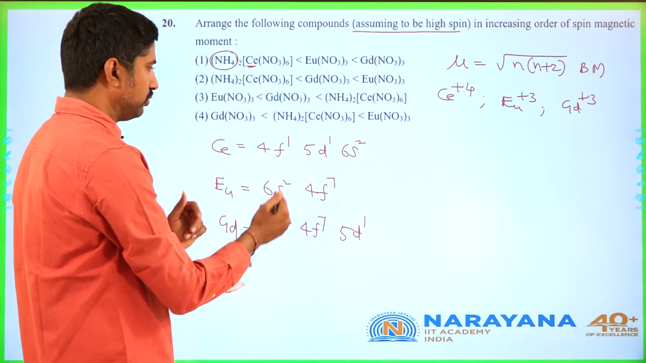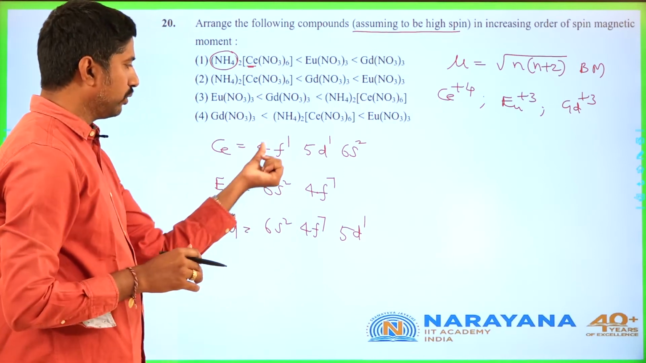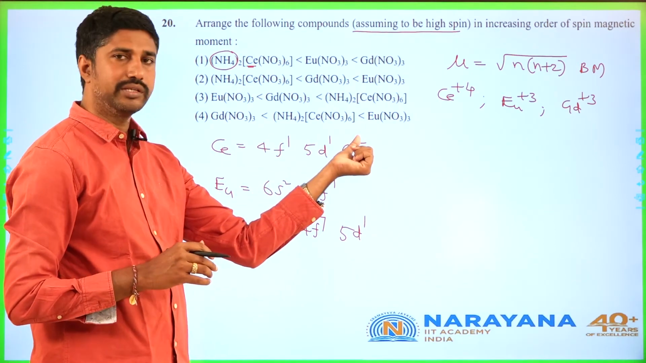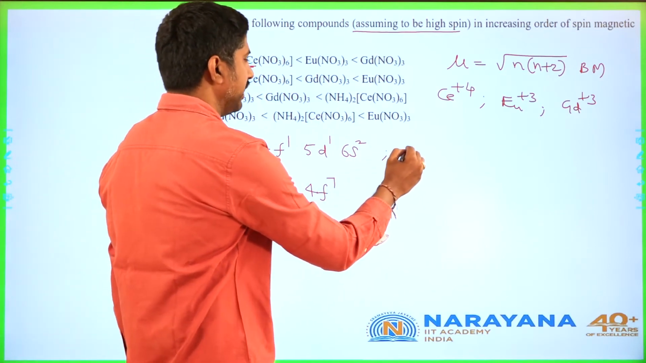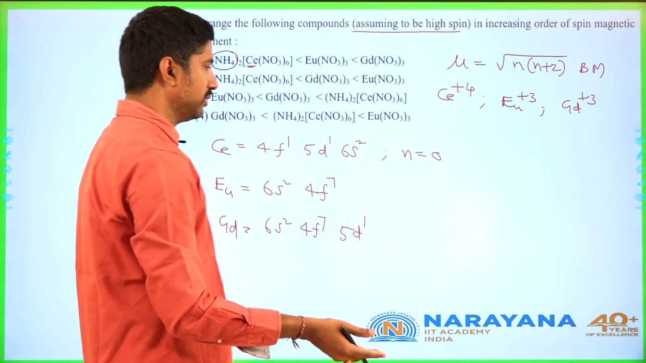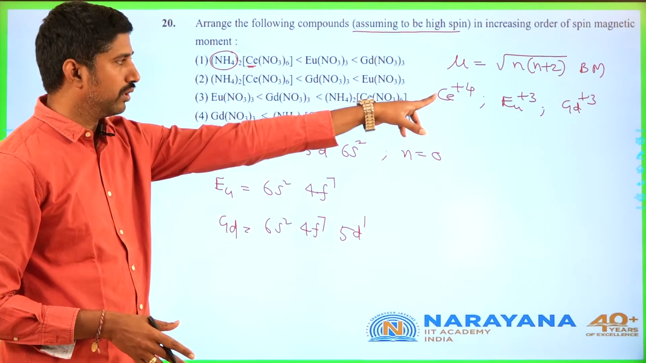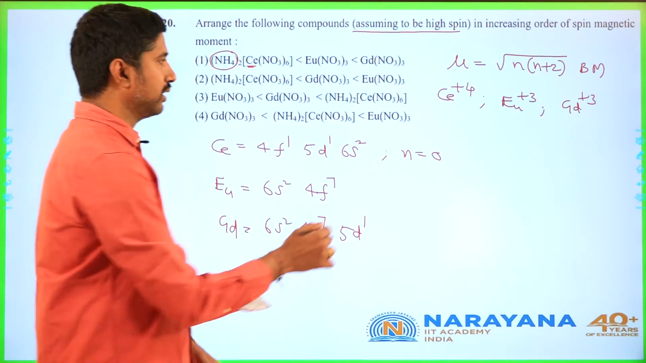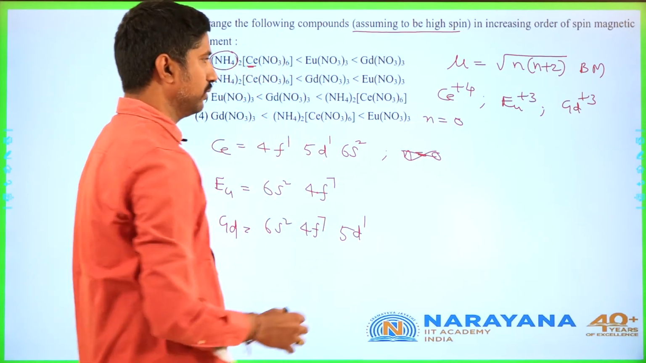Now these are the respective configurations. If you consider Ce +4, total 4f1, 5d1, 6s2, all electrons will be gone. So what is the number of unpaired electrons here? 0. Number of unpaired electrons is 0 for Ce +4.